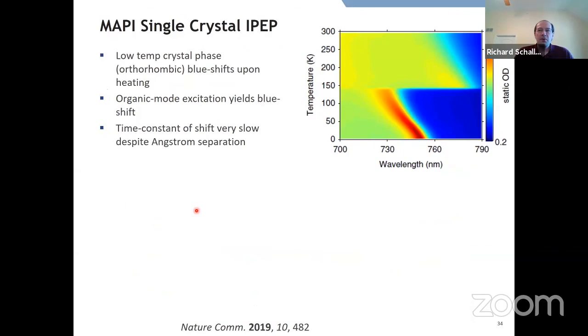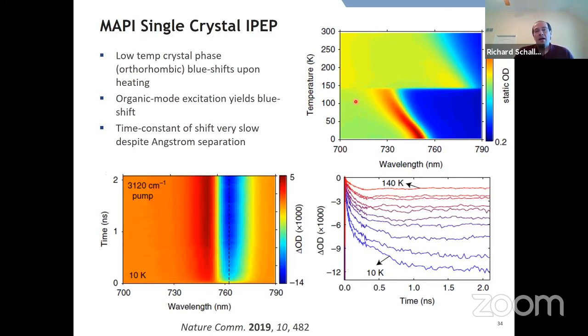So that's when we started to turn around this measurement and think about, well, you have this band gap that's really sensitive to temperature, and this material's band gap changes around 145 Kelvin due to phase transition. So we could do something like sit down here at low temperature or sit up here at higher temperatures and photoexcite in the mid-infrared to heat the organic, and then see if we can see the rest of the lattice equilibrate by watching the band gap change.